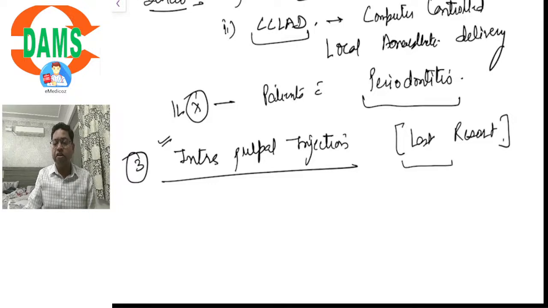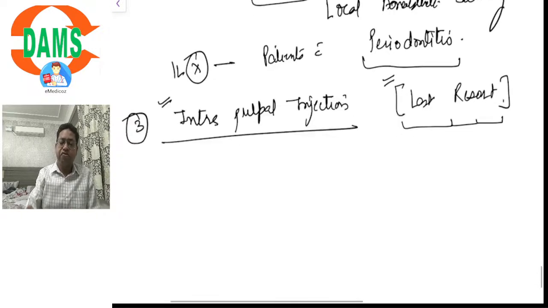Why is it the last resort? Because we are injecting local anesthetic directly into the inflamed tissue, which is already sensitive. The patient would experience severe pain during the couple of seconds that we administer the anesthesia. So we have to first take the patient into confidence, explain the procedure, and then go for it so that the patient is mentally prepared to bear that pain for the couple of seconds. That's why it is considered to be the last resort.